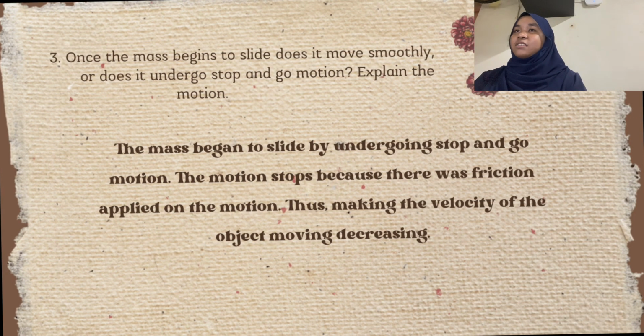Once the mass begins to slide, does it move smoothly or does it undergo stop and go motion? Explain the motion. The mass begins to slide by undergoing stop and go motion. The motion stops because there was friction applied on the motion, thus making the velocity of the moving object decrease.